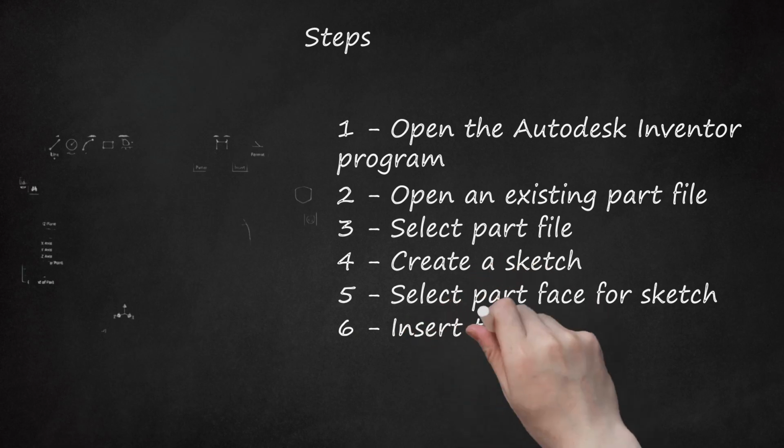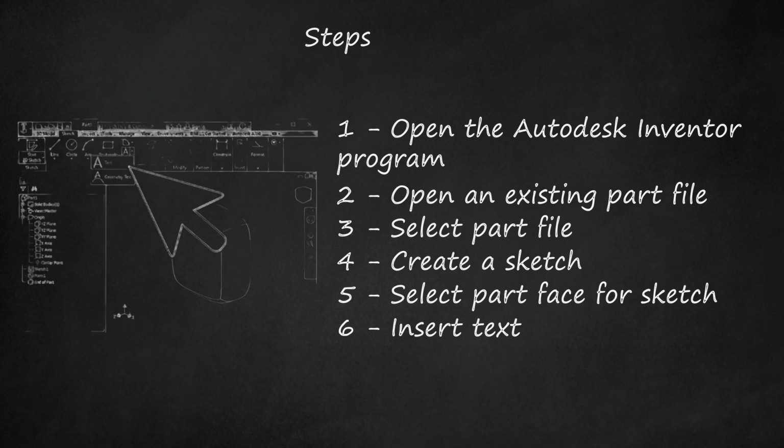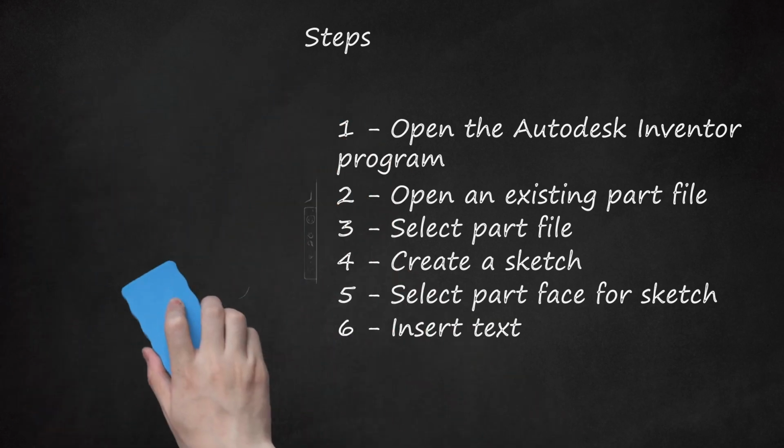6. Insert text. Upon selecting the face you will extrude text onto, your part view will automatically move itself into a 2D view looking onto the part face. You must now add text onto this surface in a 2D format first. Under the Sketch tab, click on the text icon box that has the capital A next to it to begin the text command.